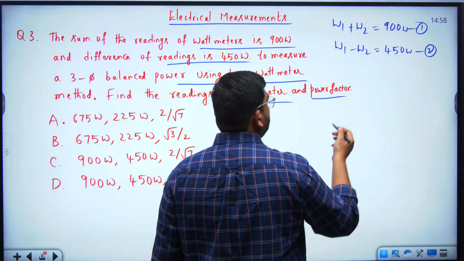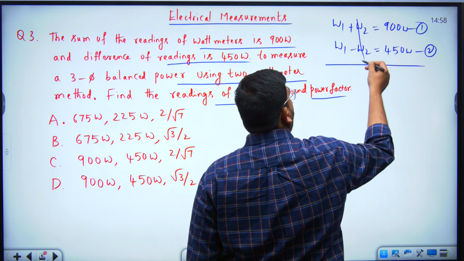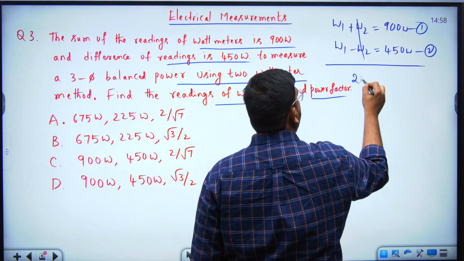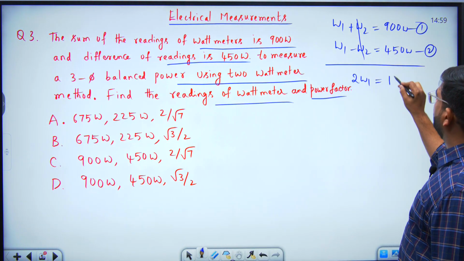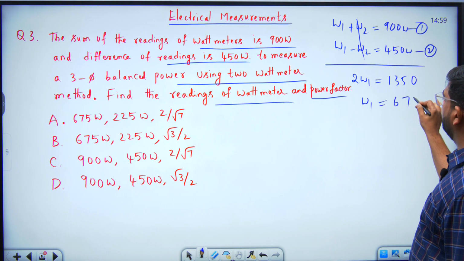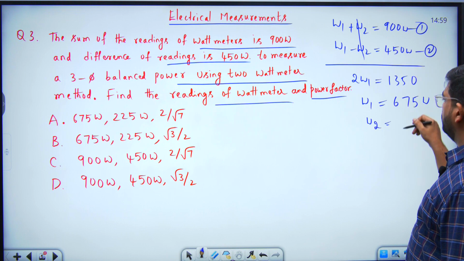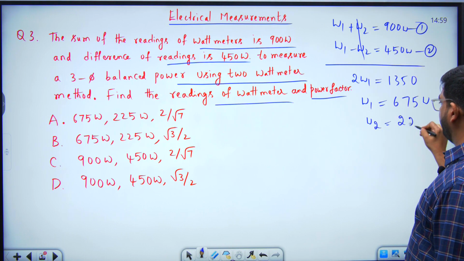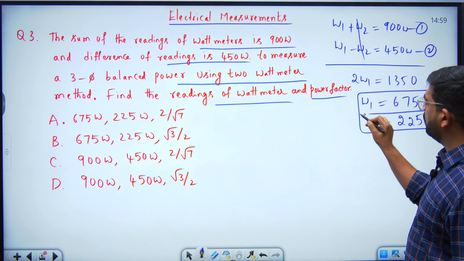How to get the individual readings? You just need to add both readings. So 2W1 is equal to how much? We get 1350, and W1 is equal to 675 watts, and W2 is equal to 900 minus 675, which means 225 watts. So the individual readings we got.